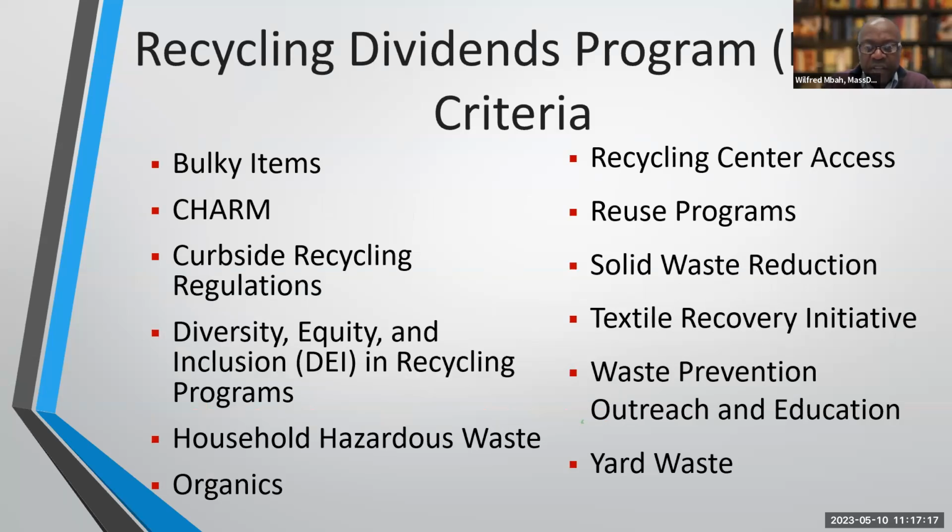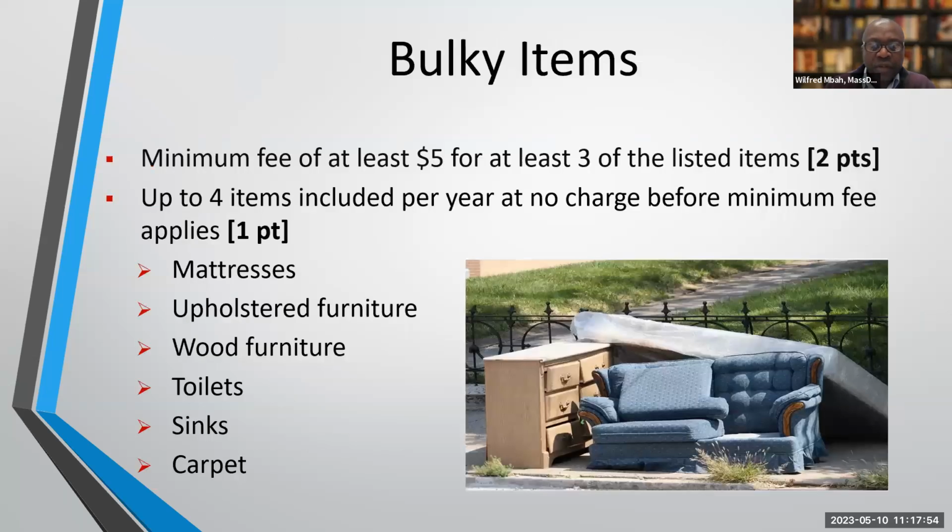Thank you. So these are the 12 RDP criteria arranged in alphabetical order. We have bulky items, CHaRM, curbside recycling regulations, diversity, equity, and inclusion, also known as DEI in recycling programs, household hazardous waste, organics, recycling center access, reuse programs, solid waste reduction, textile recovery initiative, waste prevention, outreach and education, yard waste. I will describe each in more detail.